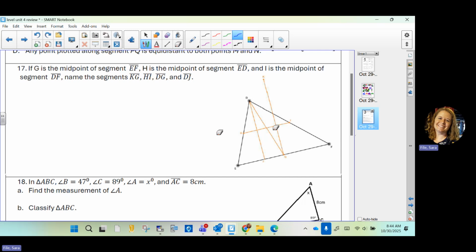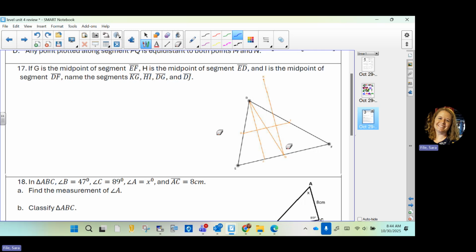Like here, okay, they told us some information. See how this segment doesn't go through the vertex? It doesn't touch that vertex. Okay, that is not an altitude because it doesn't go through the vertex, even though they tell us that these are perpendicular. Oh, and it actually doesn't tell you that, but it's supposed to.